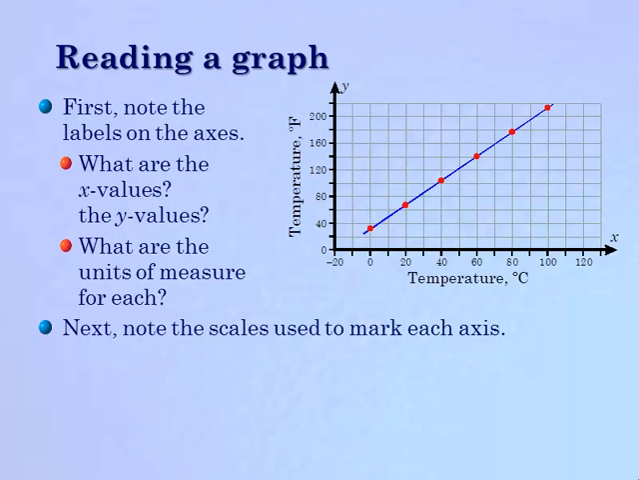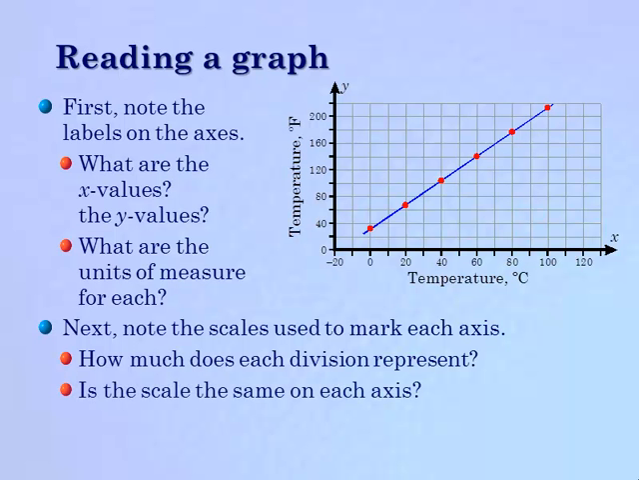Next, we should note what are the scales used to mark each axis. How much does each division represent? Well, we look at the scale markings, and it goes 0, and then we skip 1, and then 20, and then skip 1, and then 40, and so on. So each grid mark here represents what? 10 degrees Celsius. So if we had numbers next to every one of these grid marks, we'd have 10, 0, 10, 20, 30, 40, 50, and so on.